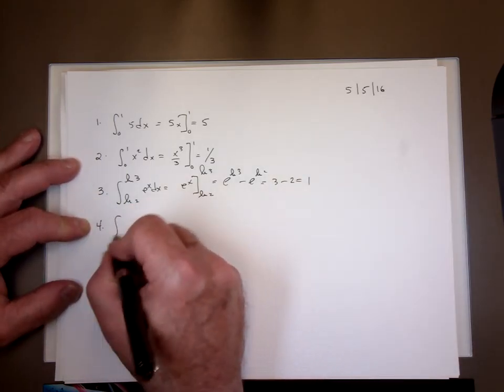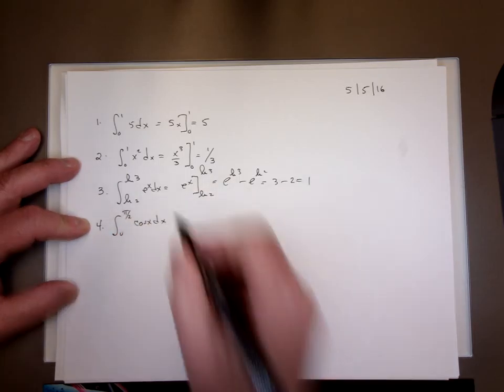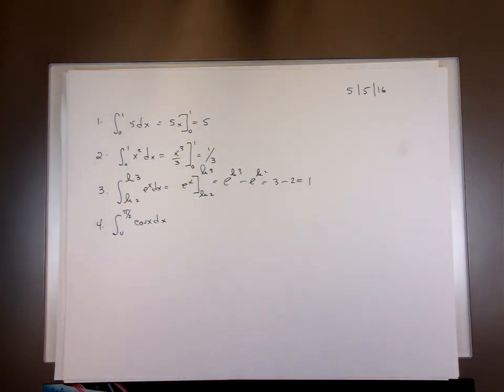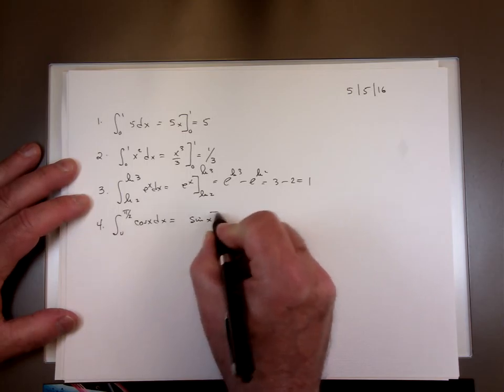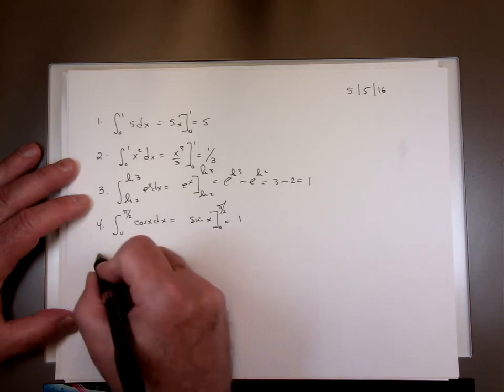4. Cosine, 0 to pi over 2. Does this work if I do it this way? Yes. Oh, that's much better. Integral of cosine is sine, 0 to pi over 2. Sine of pi over 2 is 1. Sine of 0 is 0.